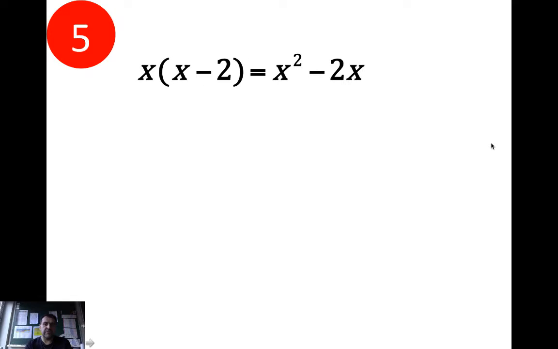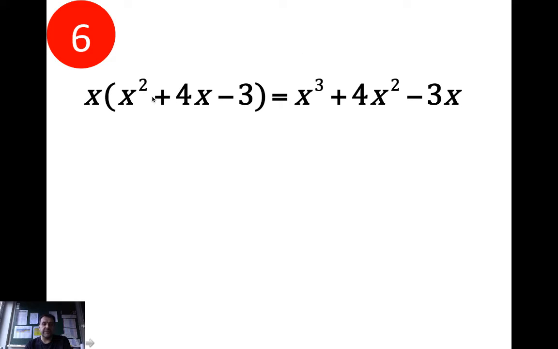Here's number 5. x times x minus 2. So it's x times everything in the bracket. x times x gives you x squared, and x times minus 2 gives you minus 2x. So the answer is x squared minus 2x.